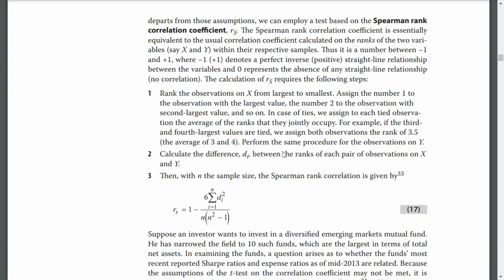Then calculate the difference between the numbers.